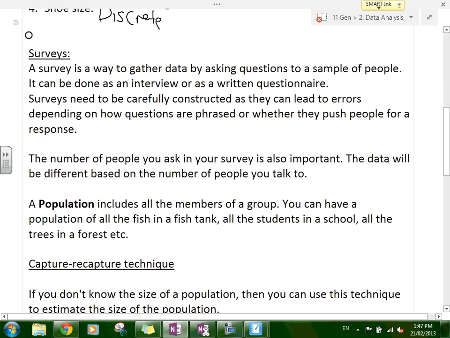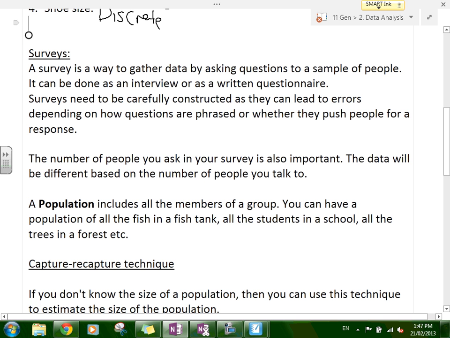And the reason for that is they can lead to errors depending on how you phrase a question. If a question is loaded towards a certain type of answer you want to get, whether it's yes, no, or open-ended, all these things actually make a difference to the data that you're going to collect. So it's really important that surveys are done properly. Certain questions can actually push people to a certain way of thinking, right? Show bias and all that sort of thing. It's very important that it makes sense and is carefully filled out, so you're actually collecting the information that you want to collect.